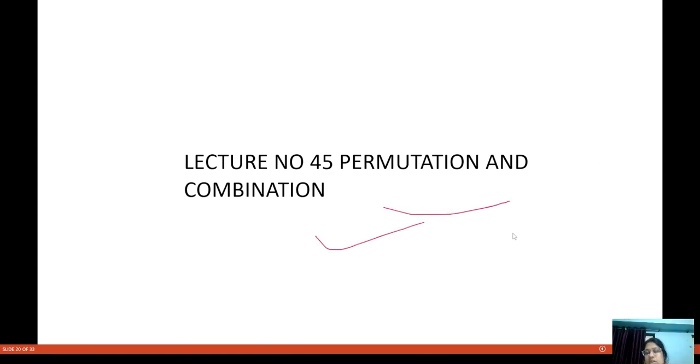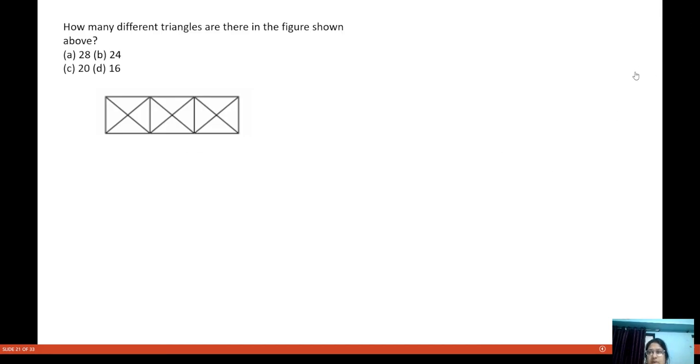Okay. Now look at these questions. We'll see some more questions of permutation and combinations. So let us begin. Now look at this question. How many different triangles are there in the figure shown above?